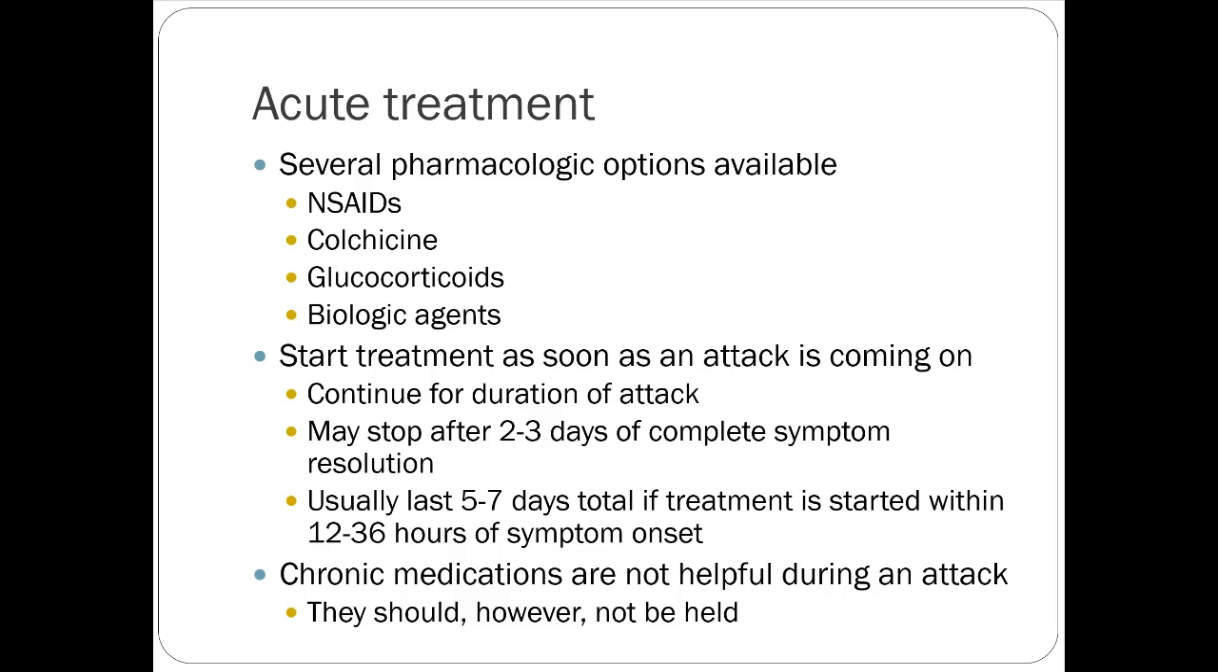Chronic medications are not helpful during the attack. We're going to talk about allopurinol, which is a chronic drug that suppresses uric acid production. But you wouldn't stop the allopurinol. But if somebody comes in with a new gout attack, starting allopurinol is not going to help them acutely. It will help them chronically, though.